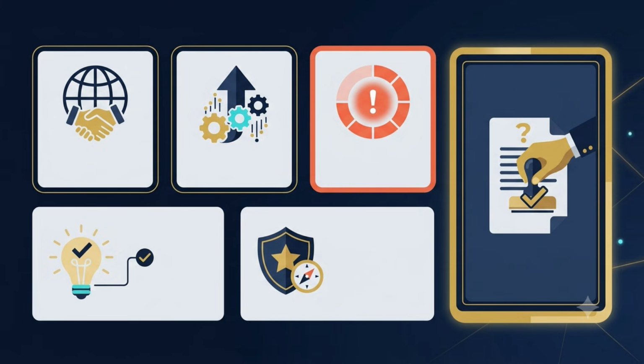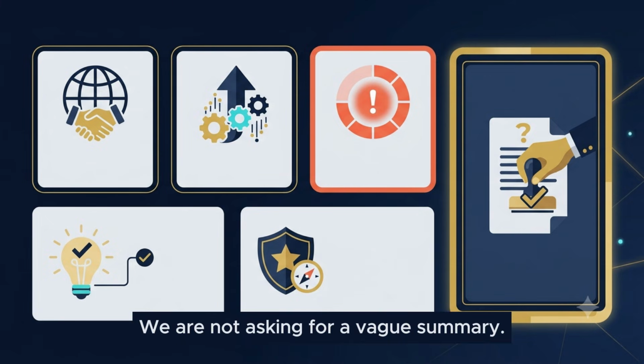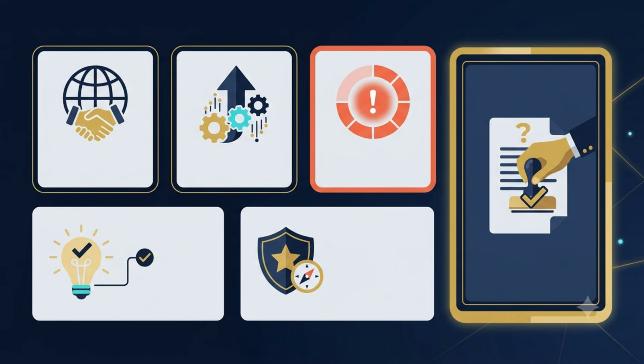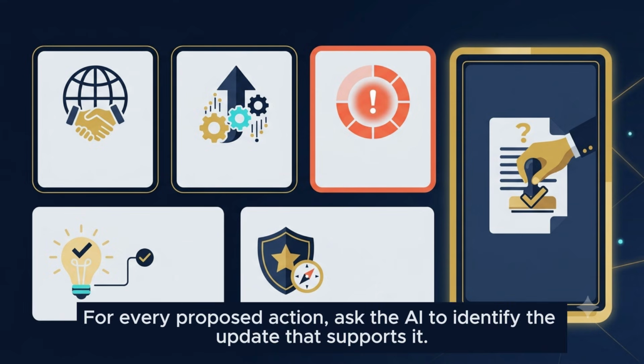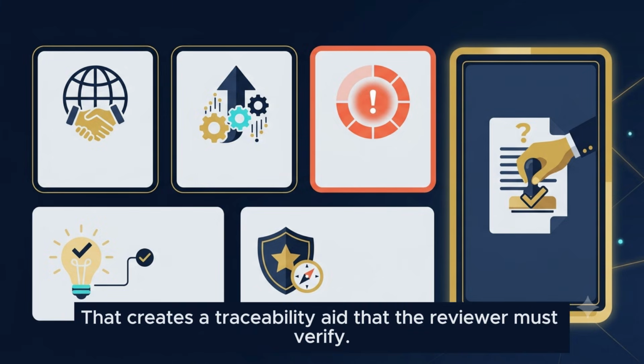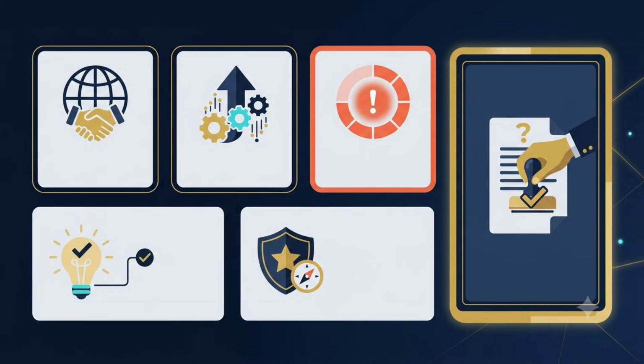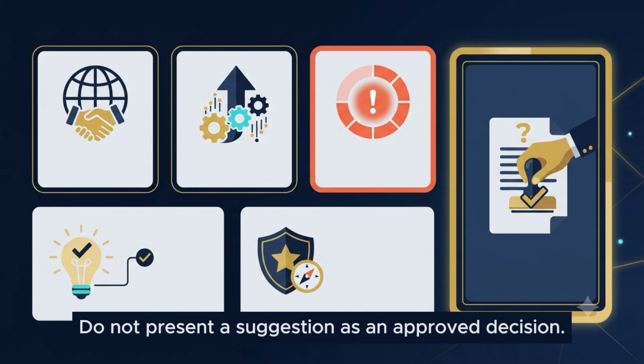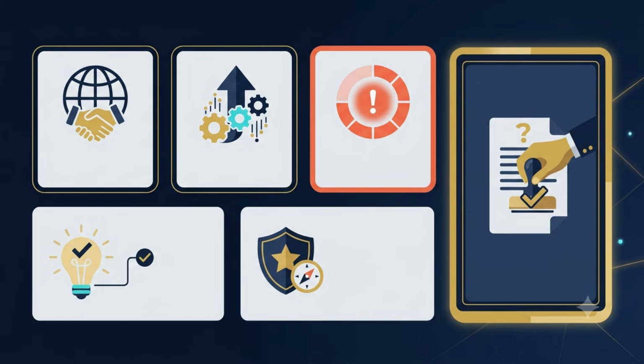Now define the output. We are not asking for a vague summary. We are specifying the report we want. Executive summary, key updates, critical issues, proposed action items, suggested recommendations, and questions for human review. For every proposed action, ask the AI to identify the update that supports it. That creates a traceability aid that the reviewer must verify. And make the decision boundary explicit. Do not present a suggestion as an approved decision.